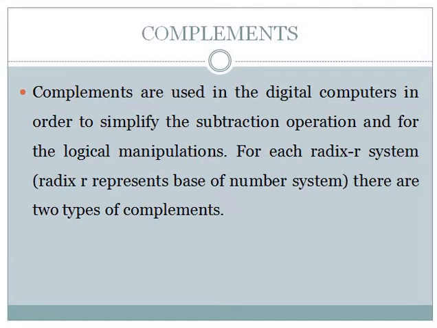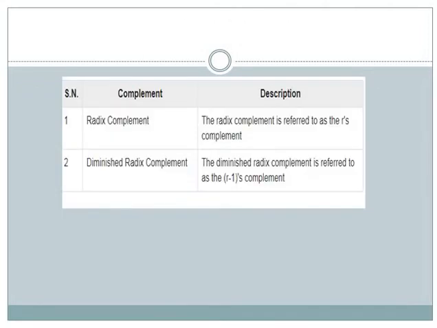There are two types of complement. Radix means it's a base number. R represents the base number. We will see those one by one. What are those two types of complements? The radix complement is referred to as the R's complement. The diminished radix complement is referred to as the R minus 1 complement. So radix complement means R's complement, and diminished radix complement means R minus 1 complement.